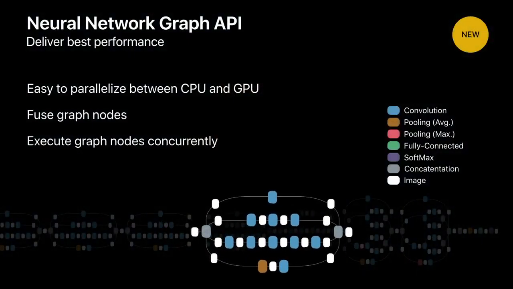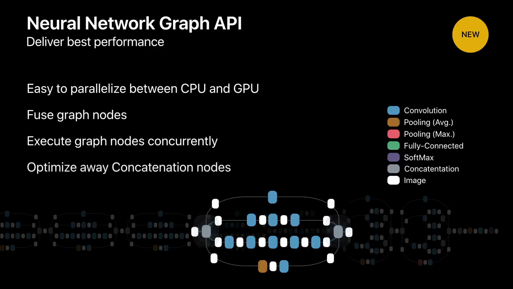So if we look at this Inception module again, you can see that there are multiple rows of these nodes that can be executed completely independently of each other. And of course, the output of these independent executions need to be concatenated via concatenation nodes. And the graph is smart enough to optimize that as well.